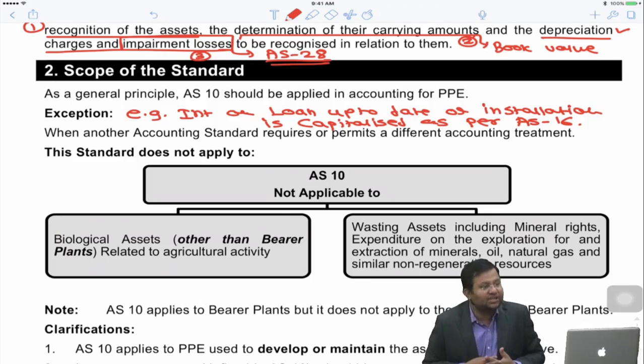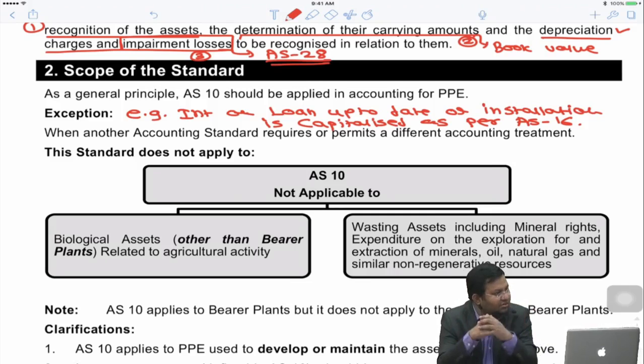There are certain assets which are not tangible assets, but they are not covered in AS 10 because separate principles are required. For example, Chitale Milk is a company. Chitale Milk Private Limited, whatever the name of the company. Chitale Milk Private Limited is what? A company. They have got, let's say, 500 cows. A cow is a tangible asset. Am I right? Now, that particular tangible asset is excluded from this particular standard.